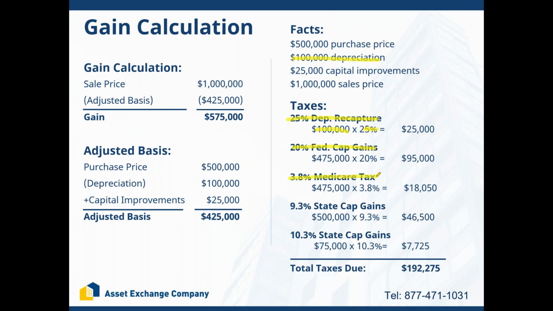We have our federal 3.8% Medicare tax, and then we have our state taxes broken down between 9.3% for the first 500, and then anything over that gets taxed at 10.3%. So we've got a tax liability of almost $200,000 on this simple transaction.